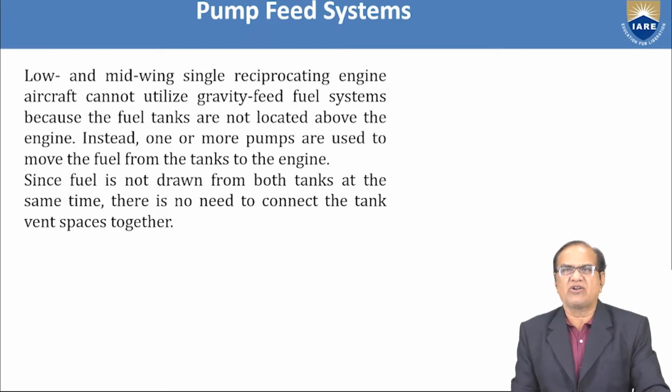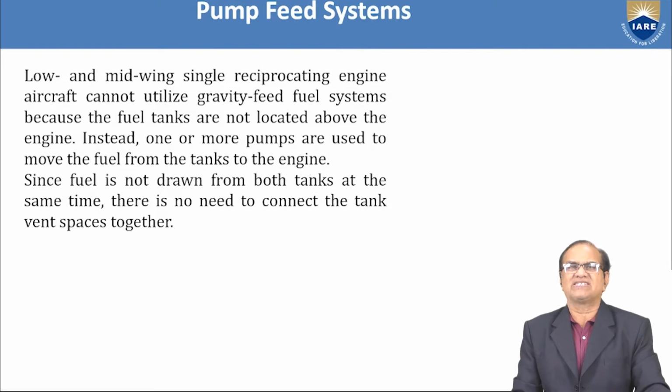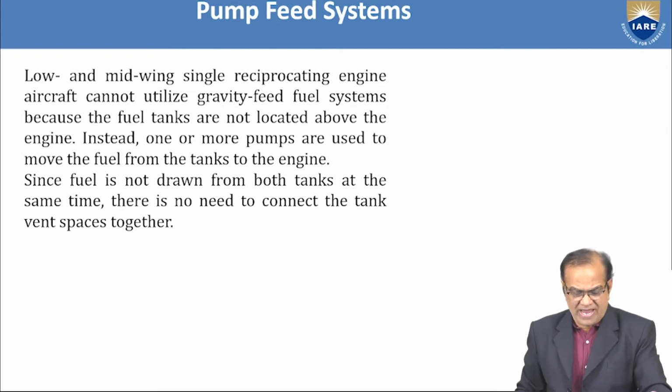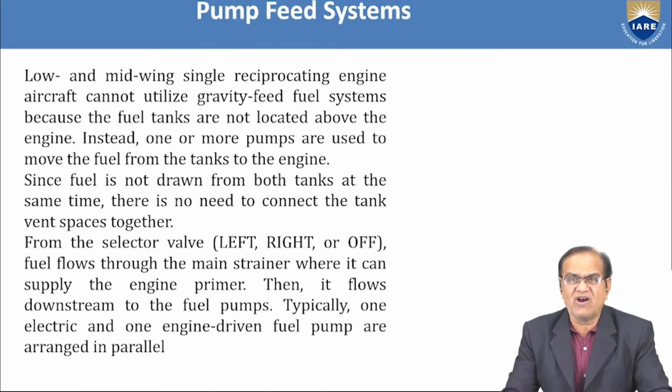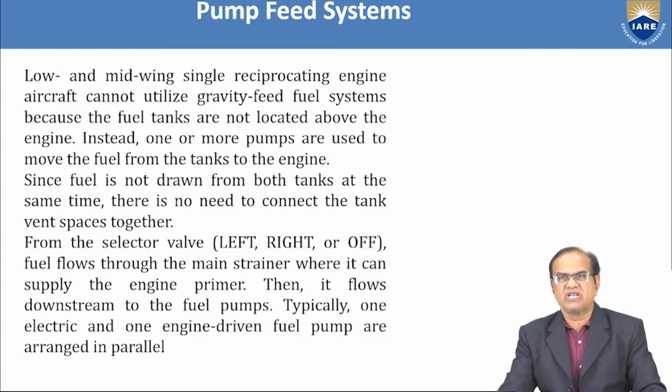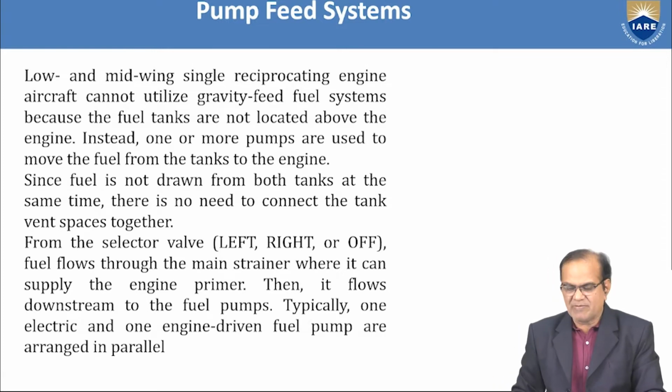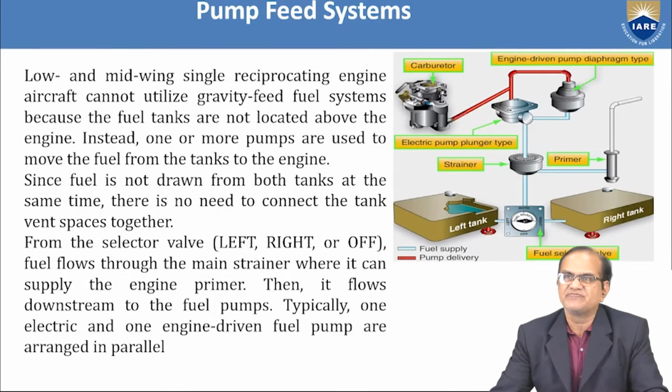Since fuel is not drawn from both tanks at the same time, there is no need to connect the tank vent spaces together. From the selector valve, left, right or off, fuel flows to the main strainer, where it can supply the engine primer. Then it flows downstream to the fuel pump. Typically, one electric and one engine driven fuel pump are arranged in parallel. This you can see here.